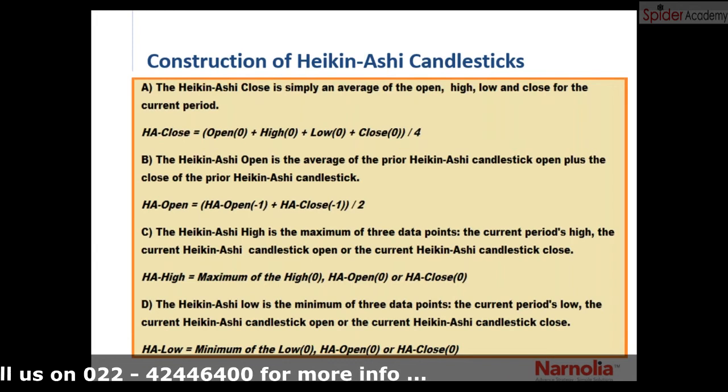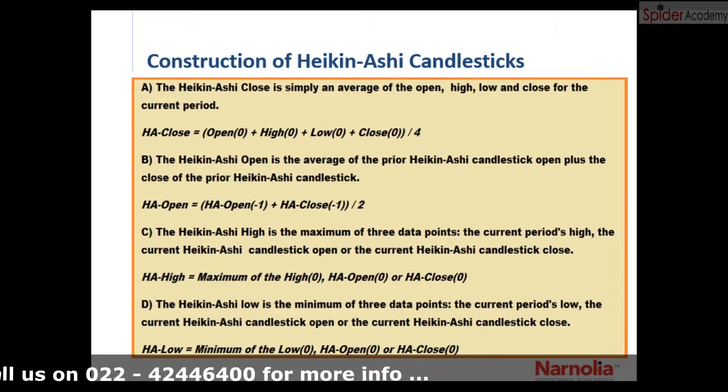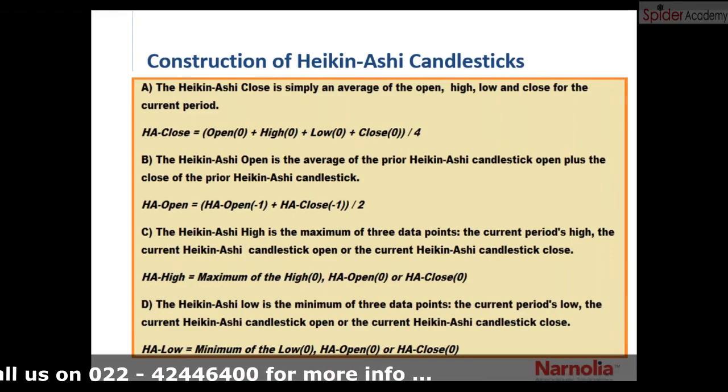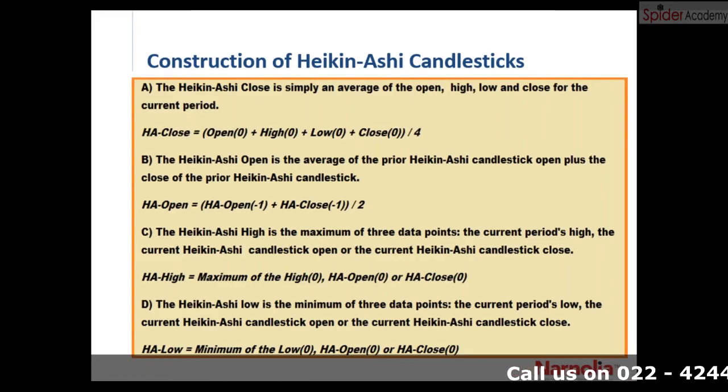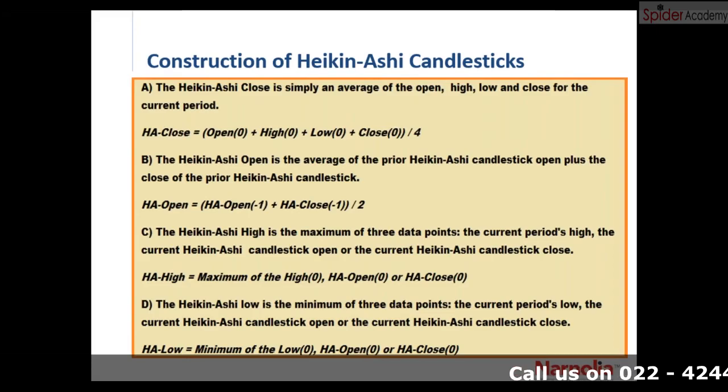Fourth, Heikin-Ashi low is the minimum of 3 data points: the current period's low, the current Heikin-Ashi candlestick open, and the current Heikin-Ashi candlestick close. HA low is the minimum of the low, HA open, or HA close, right? So again, don't get confused too much. Low means it is either today's low or open or close, whichever is lowest. That means today's low is very important, right?